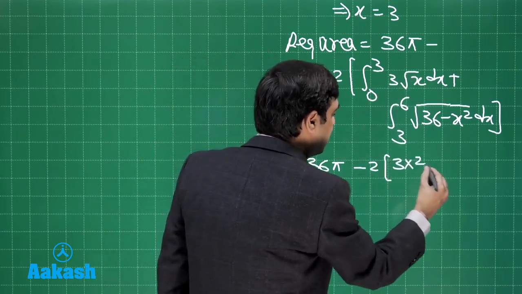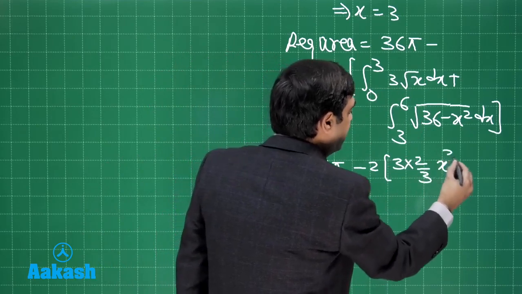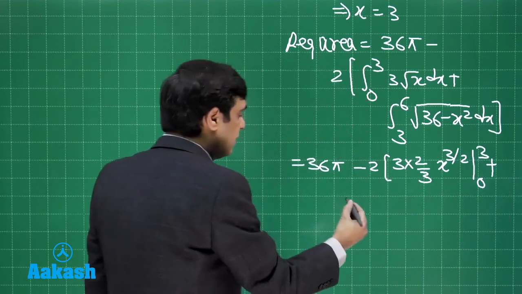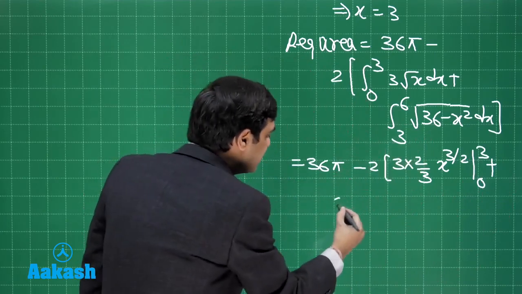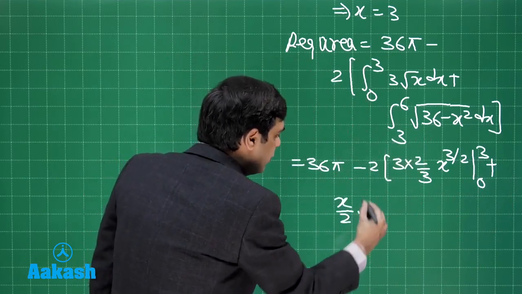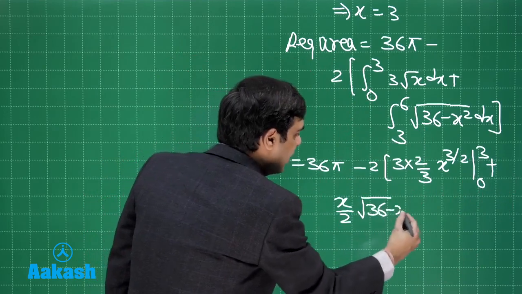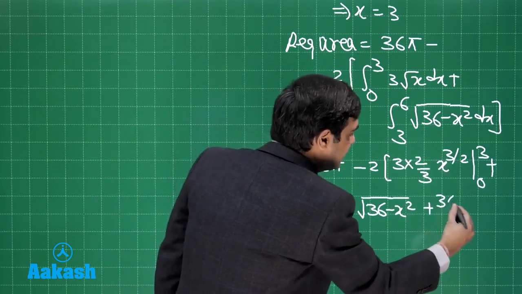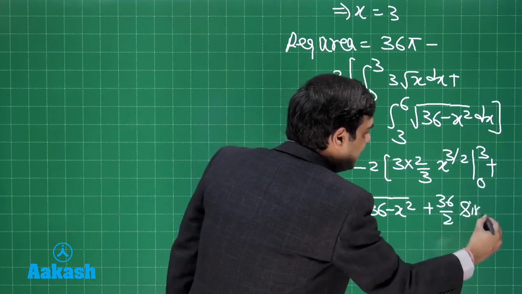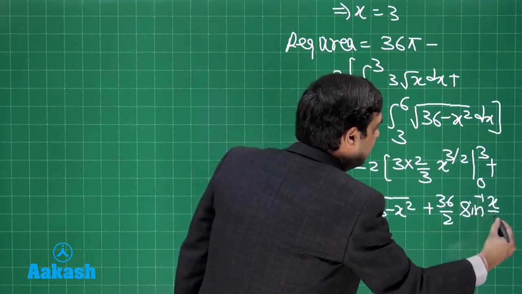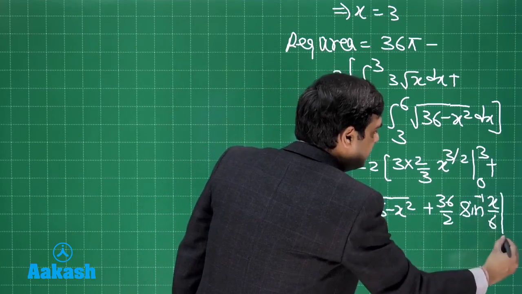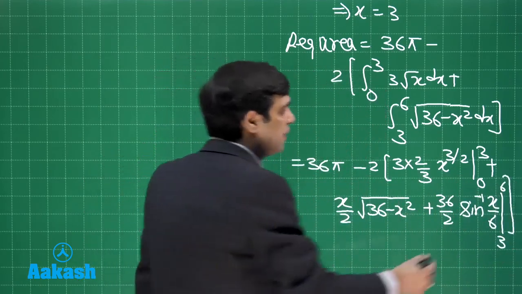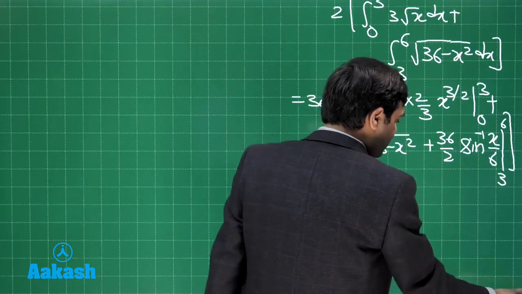So this is x to the power 3 by 2 under the limit 0 to 3, plus the next integral of this term: x by 2 root of 36 minus x square plus a square by 2, meaning 36 by 2, sine inverse x by 6, and this is under the limit 3 to 6. Clear? Just put the limits to get the final result here.